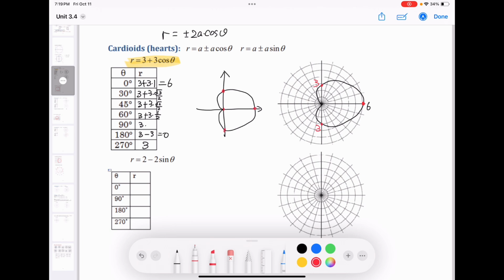This one from the center to the point here is A, which is 3. From the bottom point is also A. And this point is 2A, which is 6. You can use 6 or 2A. Okay.